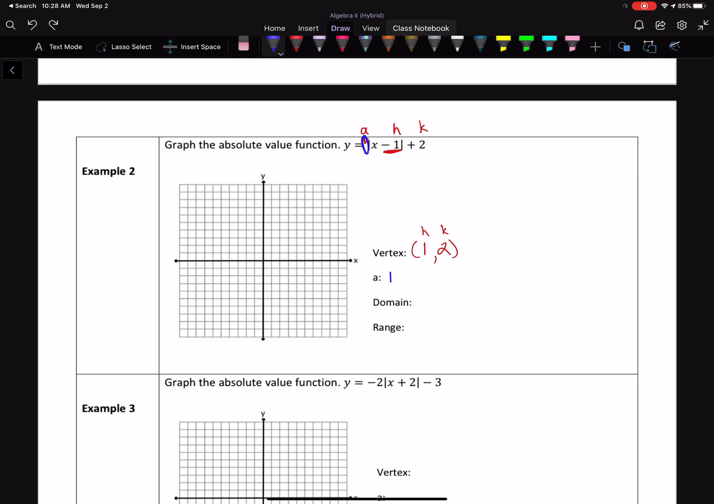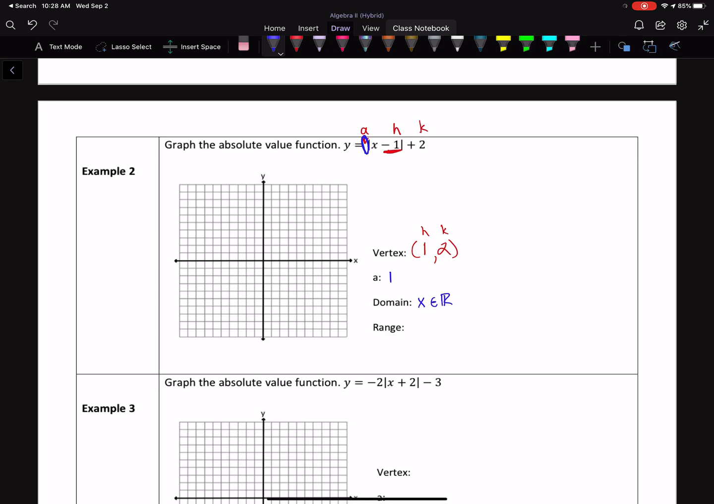My domain, so here's how we're going to write this. We know our domain for all absolute value functions is every real number. So we're going to say that x is in, it's kind of like a curved E, and then the double R means all real numbers. So x is in the real numbers, every real number you can think of.